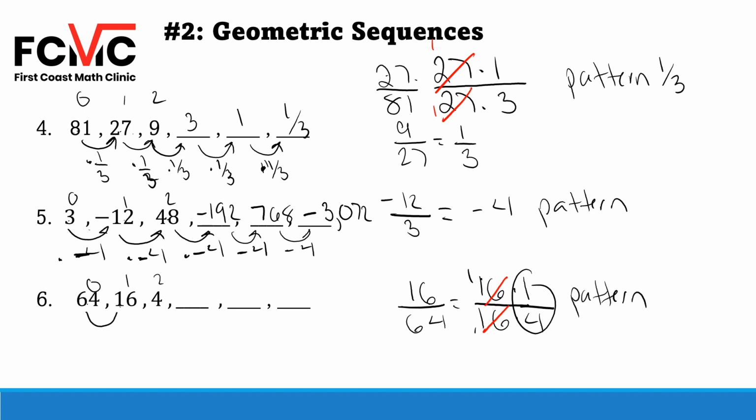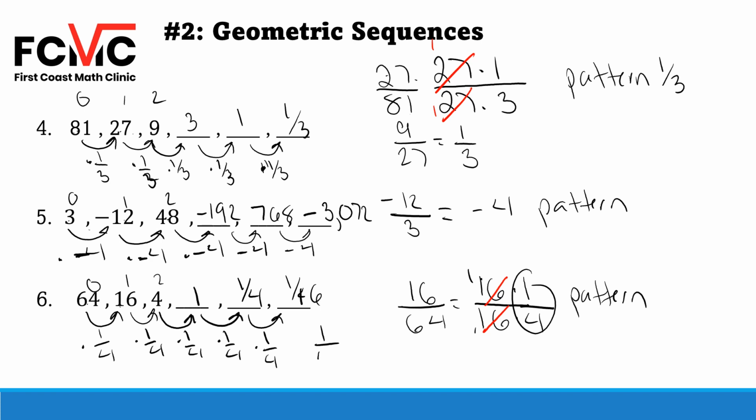So I'm multiplying 64 times 1/4, and I get 16. 16 times 1/4 is 4. 4 times 1/4 is 1. 1 times 1/4 is 1/4. And we write that a little neater. And 1/4 times 1/4 is 1/16. So again, remember how we're going to multiply that. 1/4 times 1/4. Multiply straight across. 1 times 1 is 1. 4 times 4 is 16.